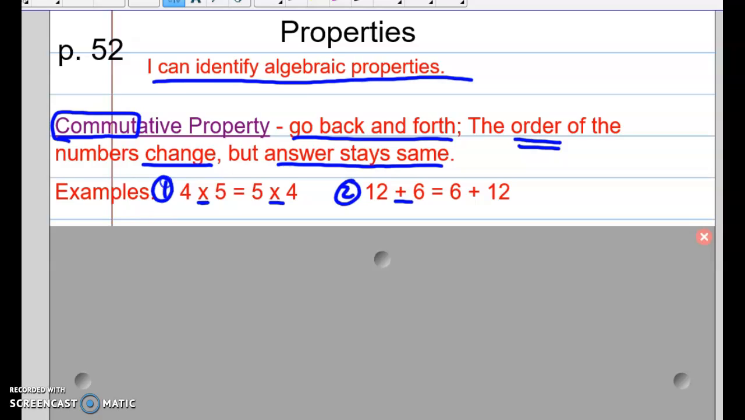So if you'll notice, all that's being done here, on the left of that problem, you see 4 times 5, and that is equal to, when the order is switched, it becomes 5 times 4. But if we were to solve this, we would still get the answer of 20. 4 times 5 is 20, and 5 times 4 is 20. So notice the only thing that has changed is the order. The numbers have been switched back and forth. For example 2, 12 plus 6 is being added, and when you switch those numbers back and forth, that is going to be equal to 6 plus 12. And that is simply the commutative property.